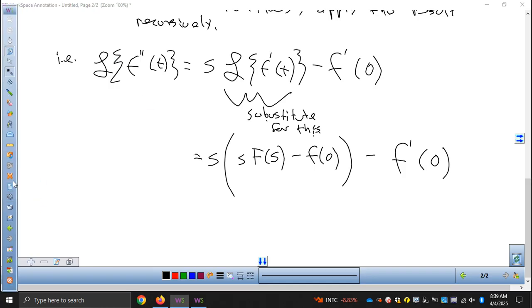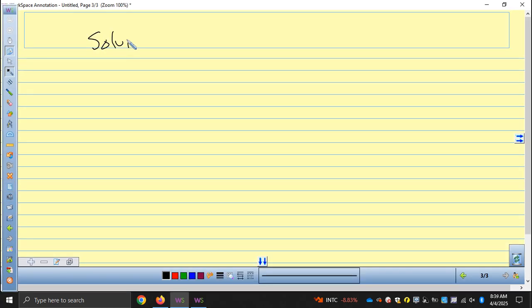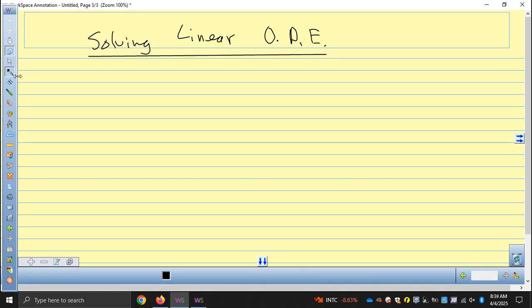So now let's talk about solving linear ordinary differential equations. We can apply the transform to linear initial value problems where our differential equation has constant coefficients, because we don't really know how to take Laplace transforms of products yet. So our differential equation is a linear combination of the derivatives of our function.